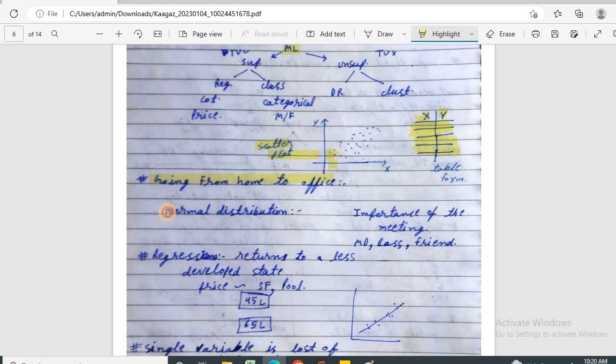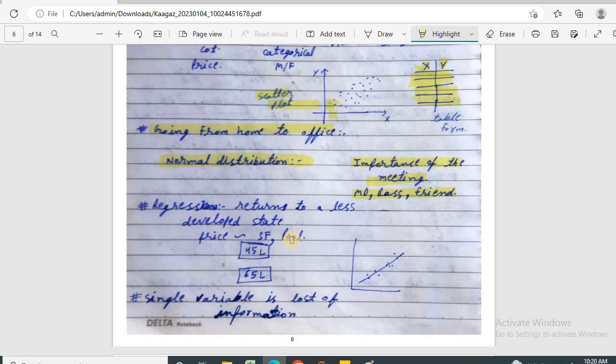Now one example, going from home to office. How can we decide when we should leave from home to office? This is the importance of the meeting. Whatever important meeting we have, like with the MD, with the boss, or with a friend, on that basis we can decide.